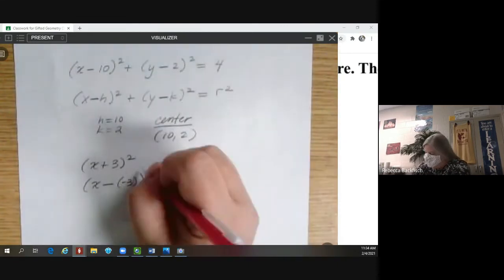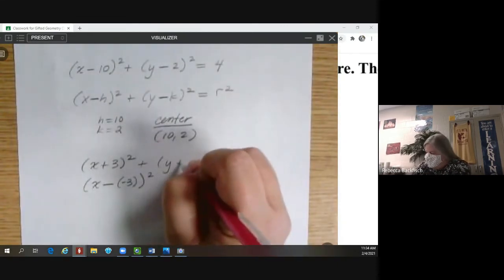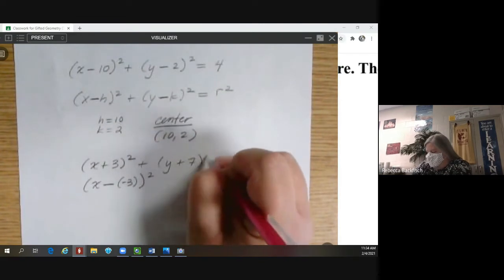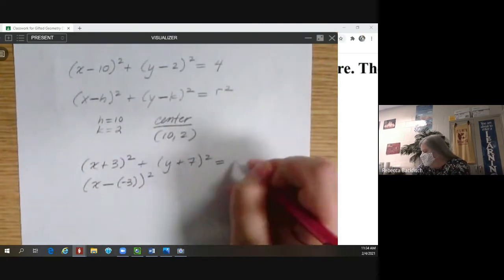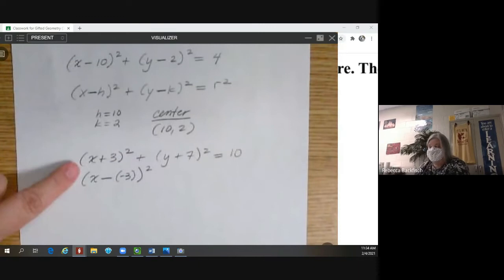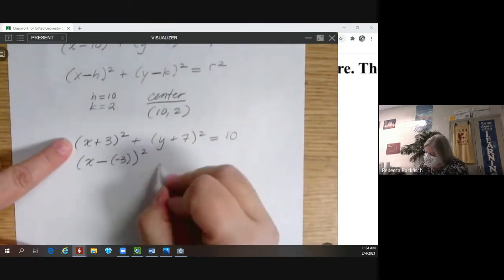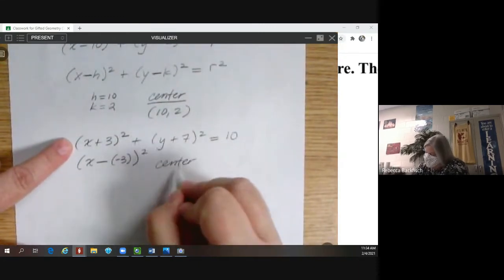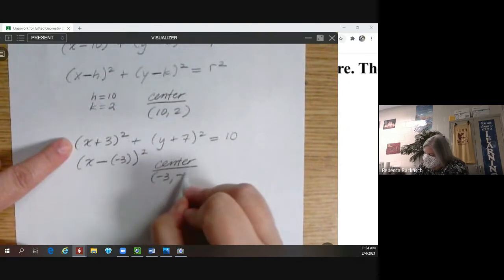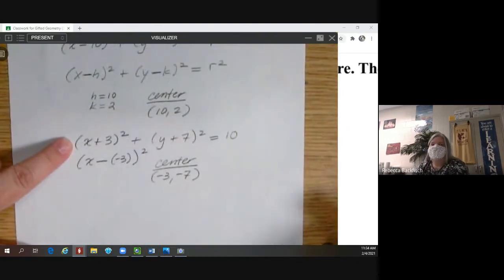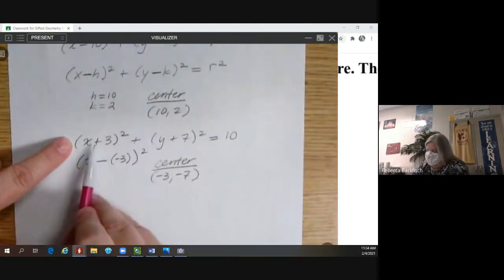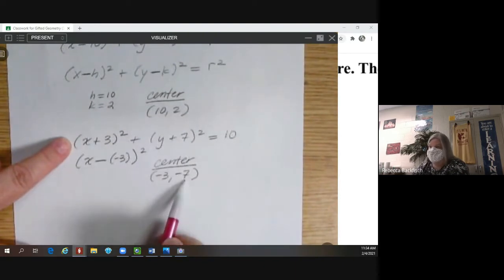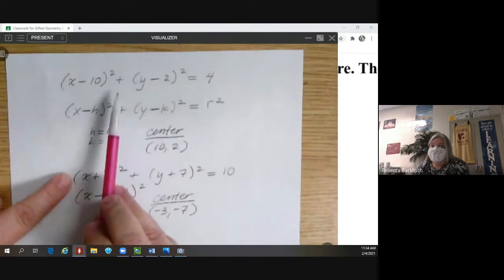Let's go ahead and just finish this one out. Let's say we have this. Okay, this one would have a center at -3, -7, is what I'm saying. I see pluses, that means these are going to be negative. The actual point is negative. If I see minuses in the equation, then the actual point is positive.